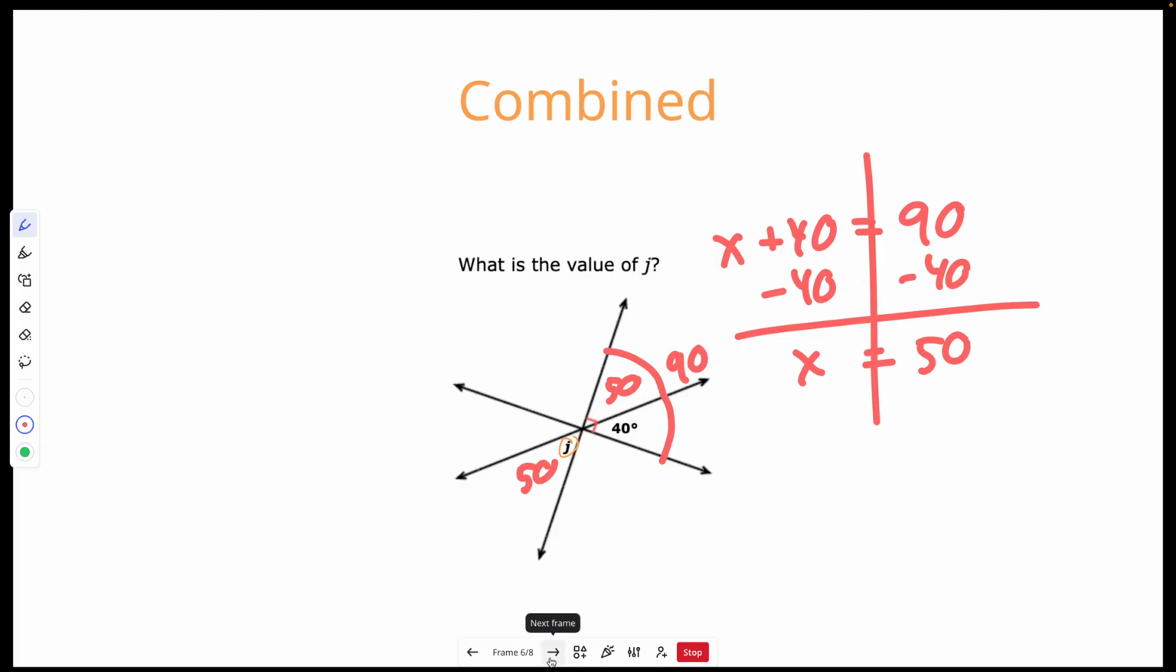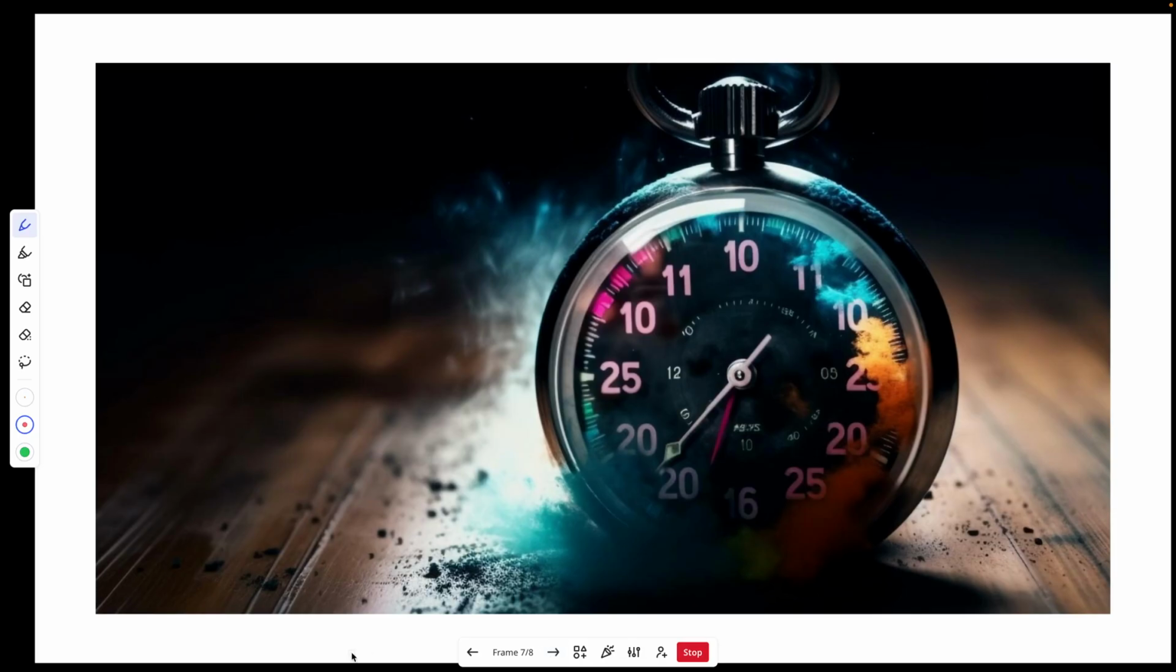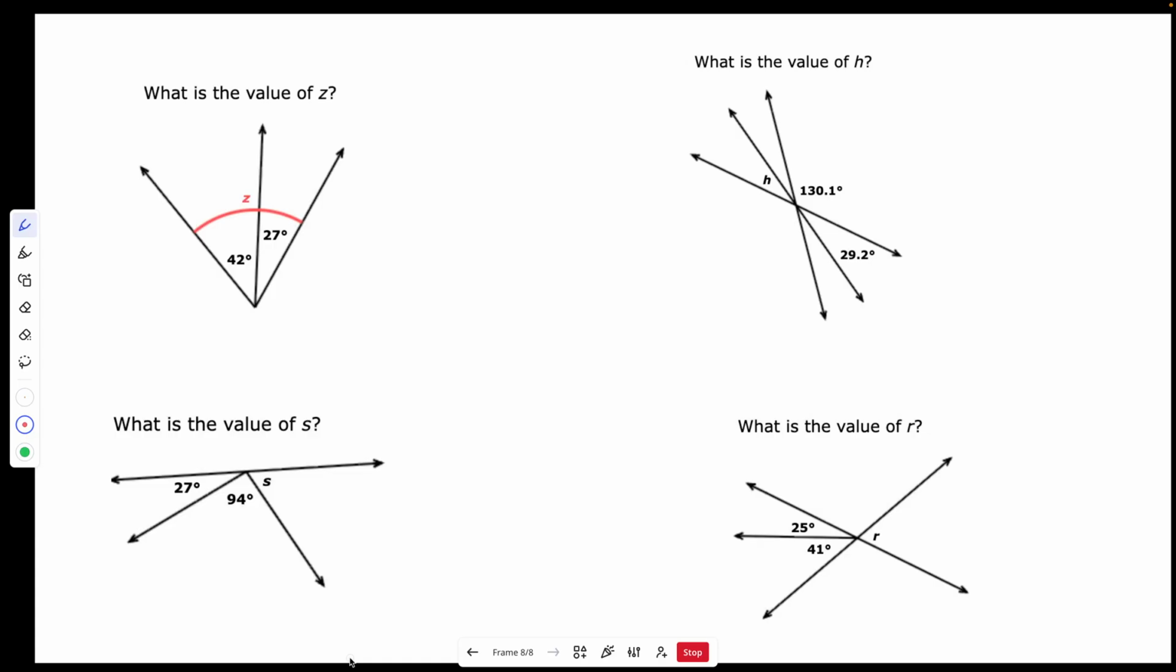All right, here's our cool clock for today, which means that it's time for you to practice what you just learned. Go ahead and pause the video and try these four problems on your own, and when you're ready, you can unpause the video and we'll check your answers.